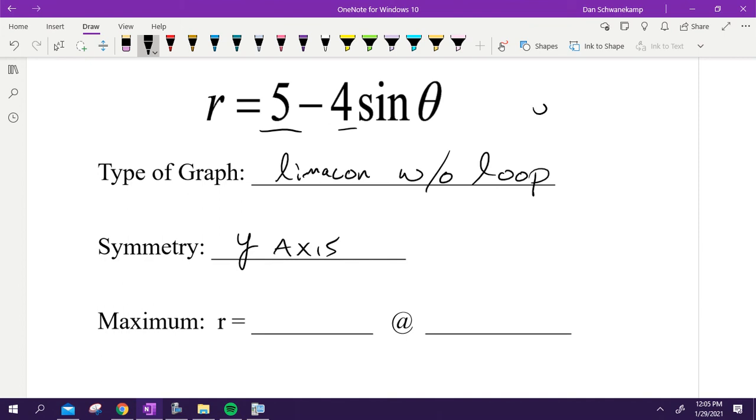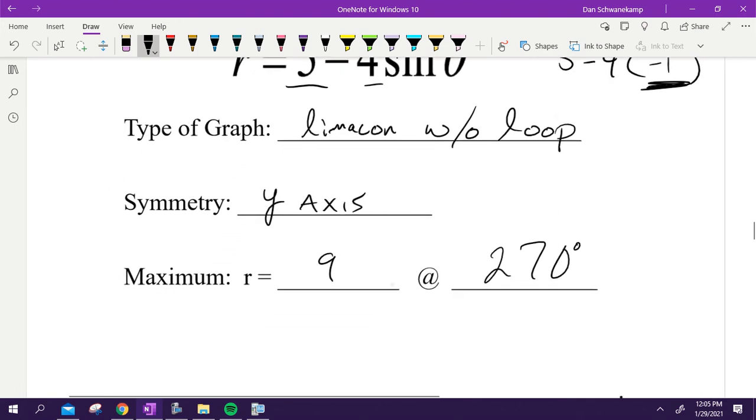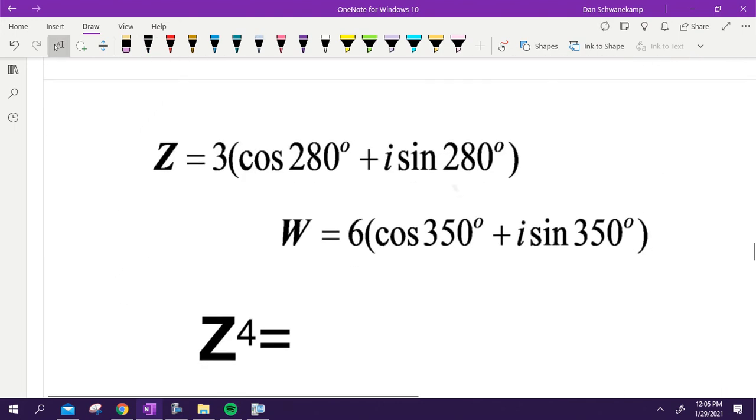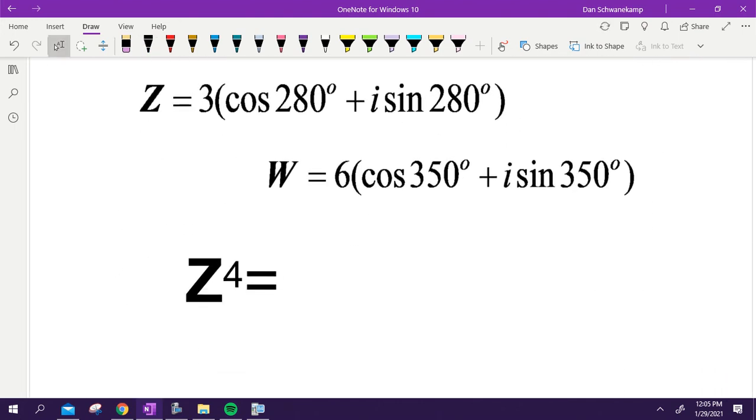My r is going to be equal to 5 minus 4 times something. I want this number to be as big as possible, so we would want it to be negative 1. So it would be 9. If that's negative 1, when is sine negative 1? At 270 degrees. Questions there? Try that one.